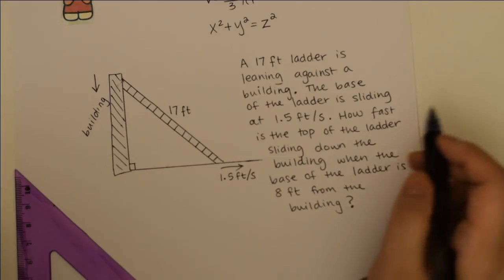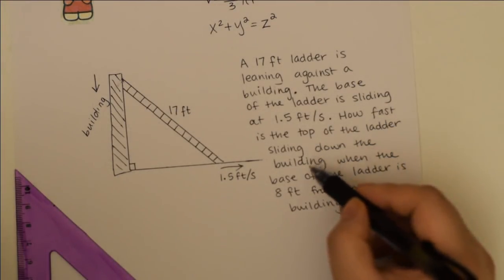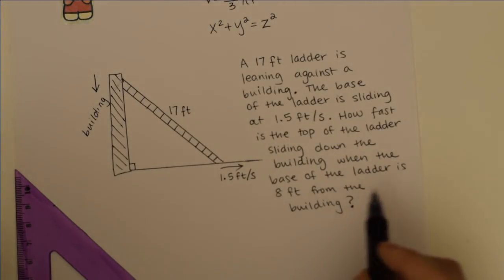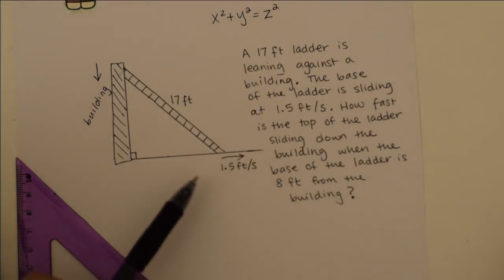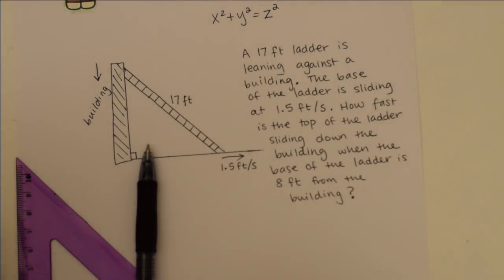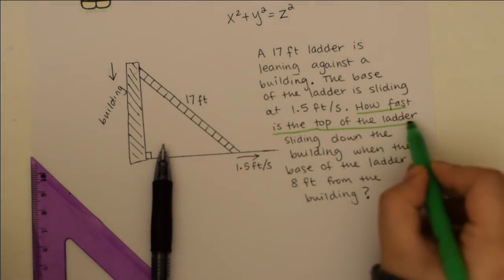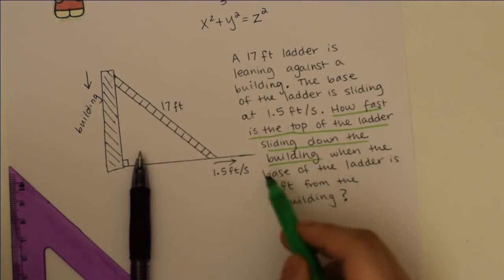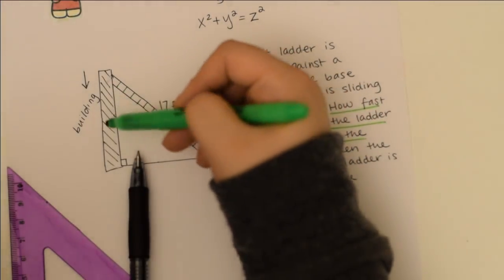But then the question is, how fast is the top of the ladder sliding down the building when the base of the ladder is 8 feet from the building? So the question is, how fast is the top of the ladder sliding down the building? At a particular time, but we'll see that here in a second.